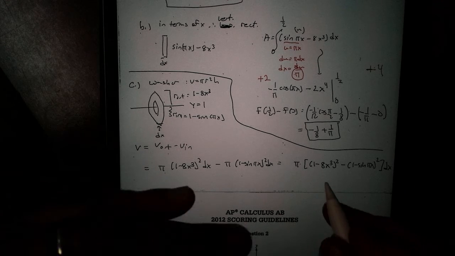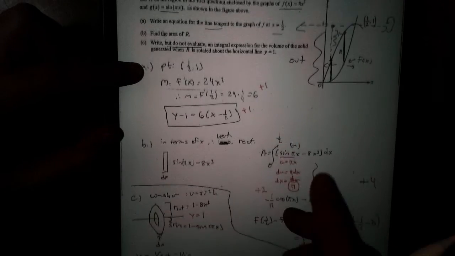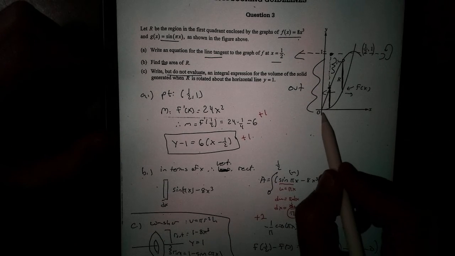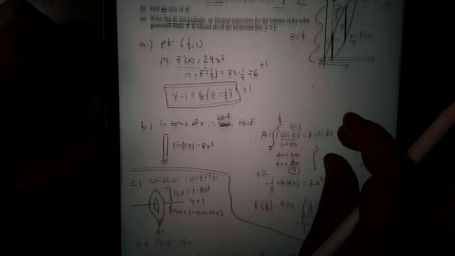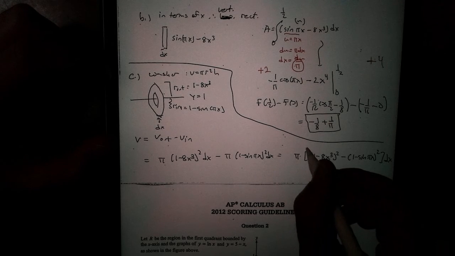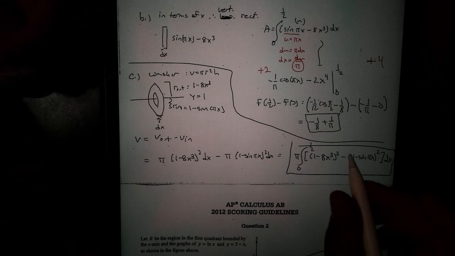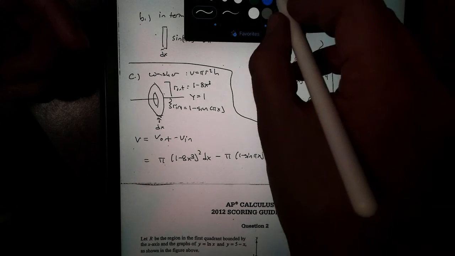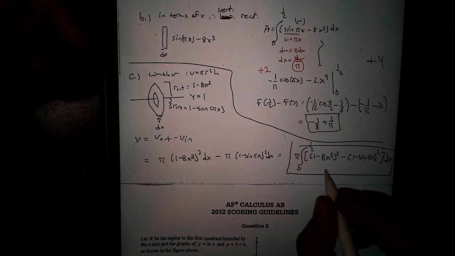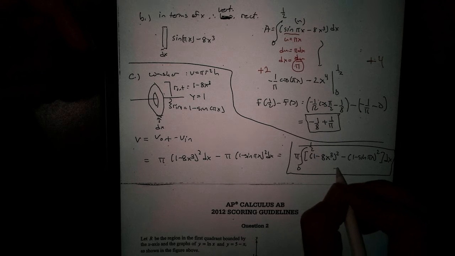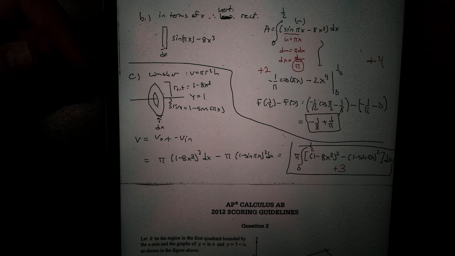All right, but now remember, this washer is going to go all the way from 0 to 1/2. So now we add them all up from 0 to 1/2. And they tell us not to evaluate it, so there's our answer. Now, I went pretty slowly with this one, but you can see how fast you can go with a lot of practice. This question would be worth 3 points on the AP.